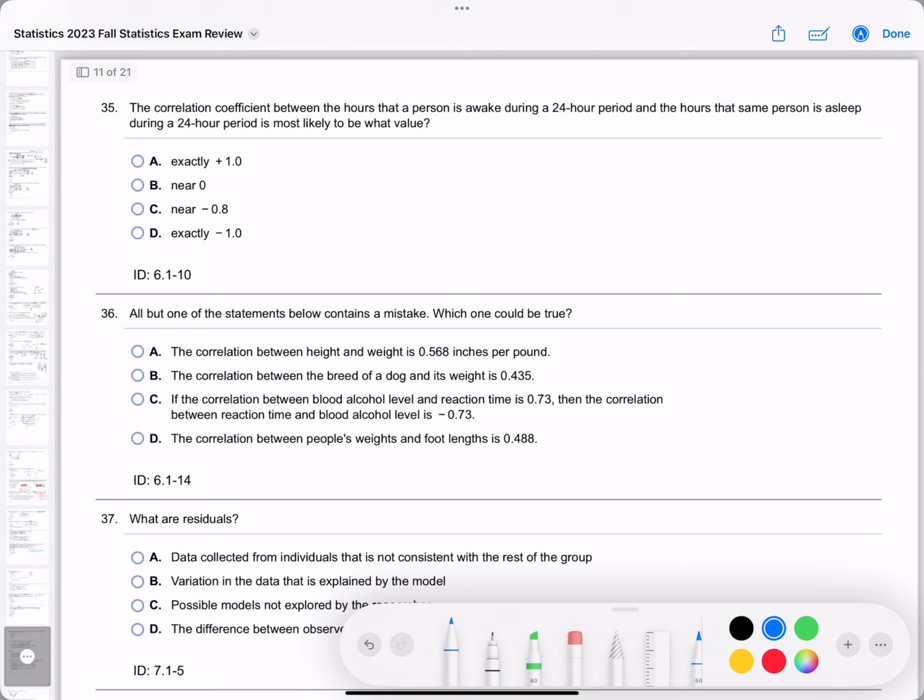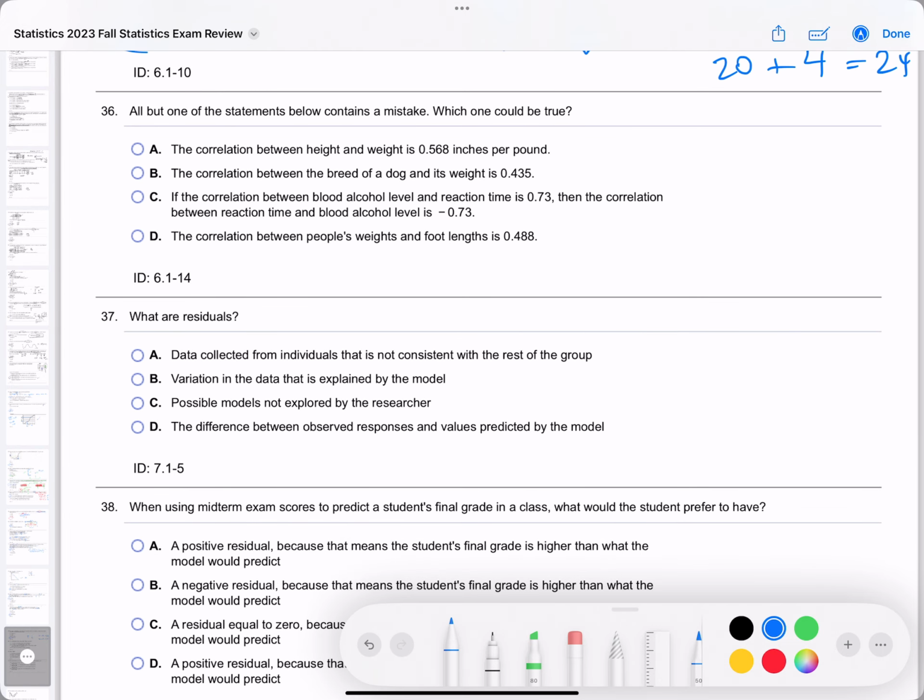The correlation coefficient between hours a person is awake in a 24-hour period and the hours that same person is asleep in a 24-hour period, well, that's going to be exactly -1, because as one goes up, the other is going to go down perfectly. Because if I'm up for 10 hours, then I'm going to be asleep for 14 hours. If I'm up for 20 hours, I'm going to be asleep for 4 hours. But the total is always going to add to 24. So they're going to be perfectly correlated.